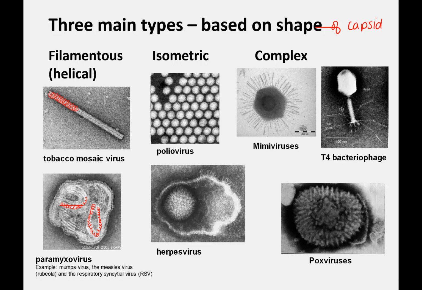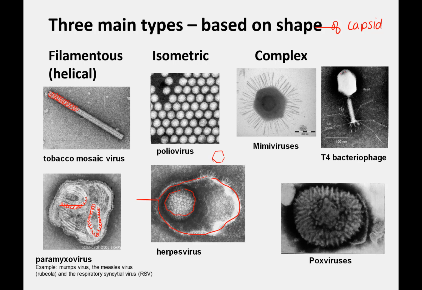which kind of looks circular, but is really very geometrical. I'll show you some examples in a minute. So we're not talking about the envelope shape here, but rather the capsid shape inside. And then, of course, as always, we have exceptions to every rule. So we have the complex viruses that have maybe a combination of filamentous and isometric.